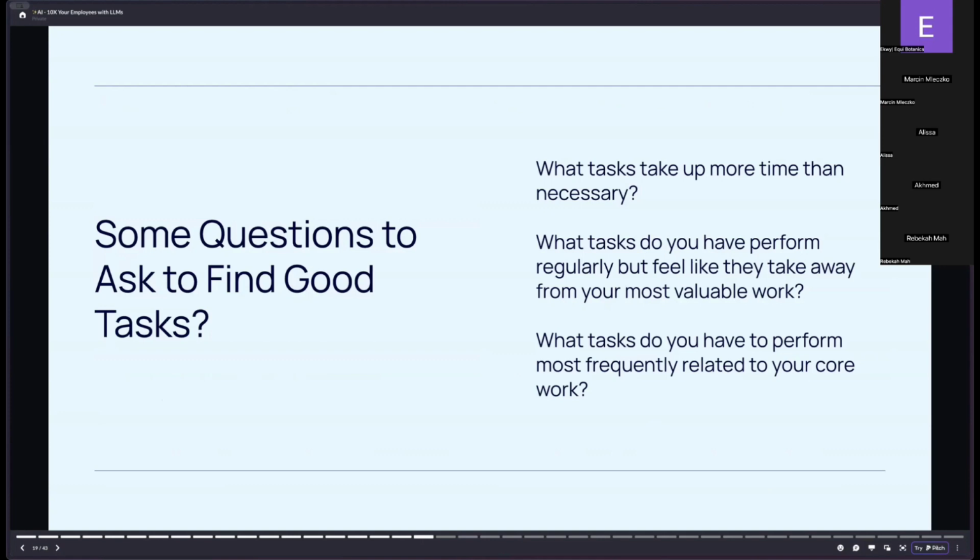And my favorite questions are always centered around time. So what are the tasks you're really annoyed with that take up more time than necessary? What tasks do you have to perform regularly, but which take away from your most valuable, creative and complex work? And also, what tasks do you have to perform most frequently related to your core work, even the stuff you usually identify yourself with, which you're doing most often, because those are often tasks which are well documented over the internet because many people have done it already.